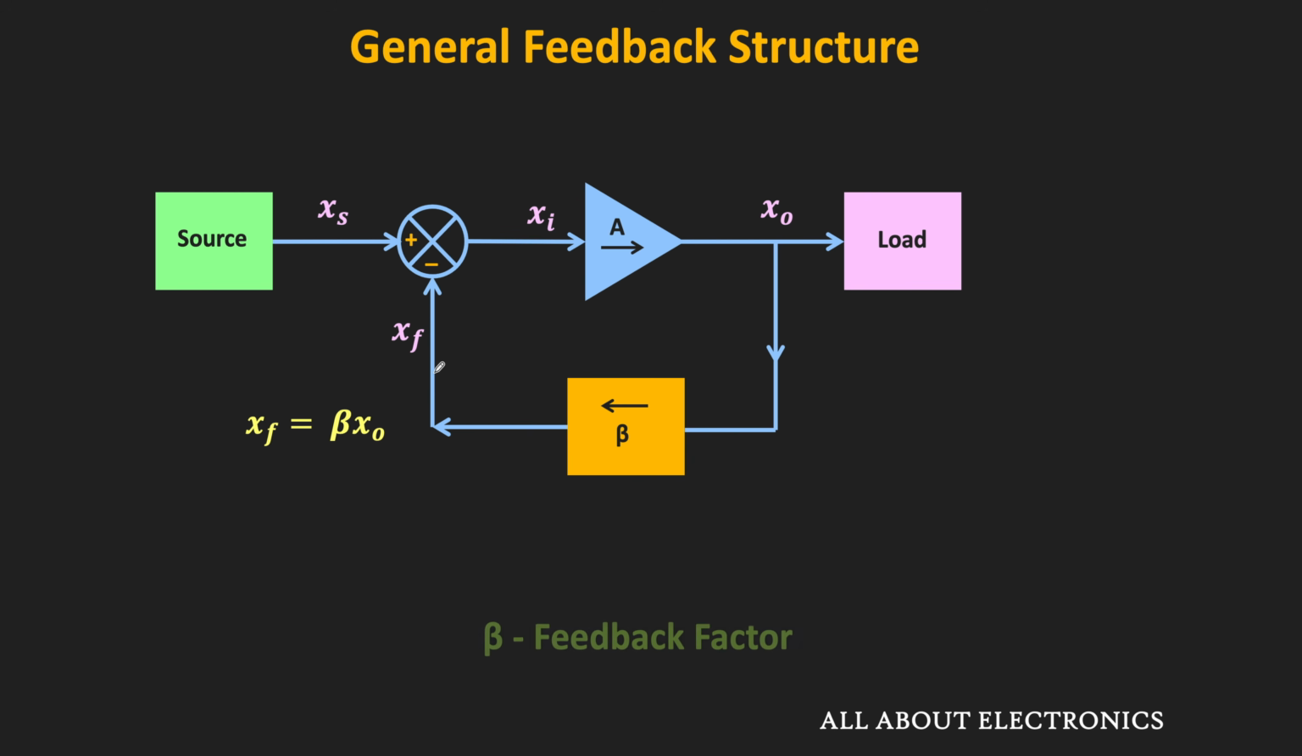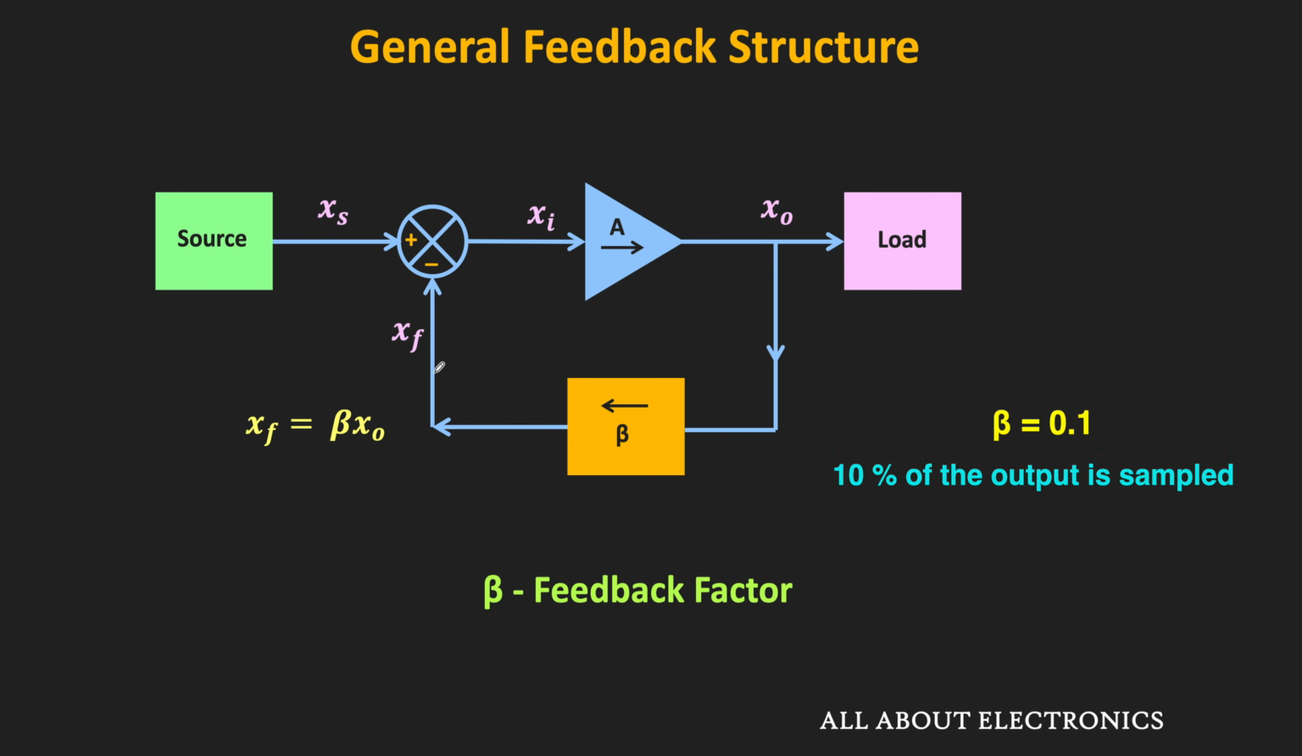Here beta is equal to the feedback factor. The feedback factor shows us what fraction of the output signal is fed back to the input side. So if beta is equal to 0.1, it means that 10% of the output signal is fed back to the input side. This feedback signal Xf is subtracted from the source signal, and the difference between them is equal to Xi, that is the input to the basic amplifier.